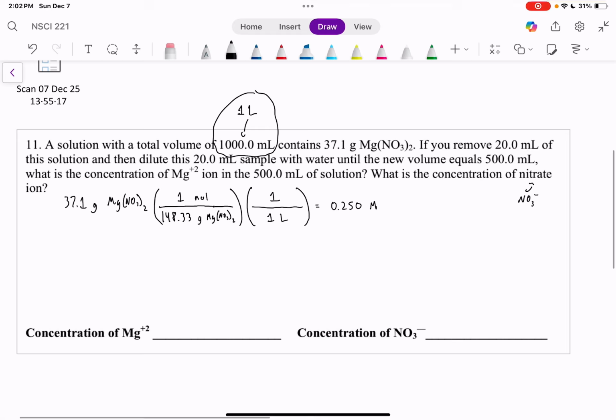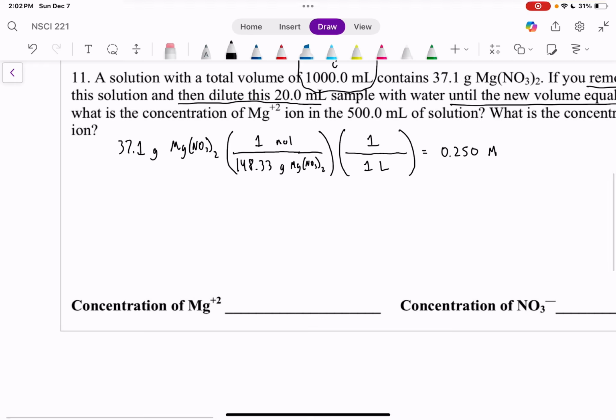Next, it says if we remove 20 milliliters of the solution and then dilute this 20 milliliter sample until the new volume equals 500 milliliters, what is the concentration of Mg2+ in the 500 milliliter solution? I think one of the easiest ways to do this is using the dilution equation.